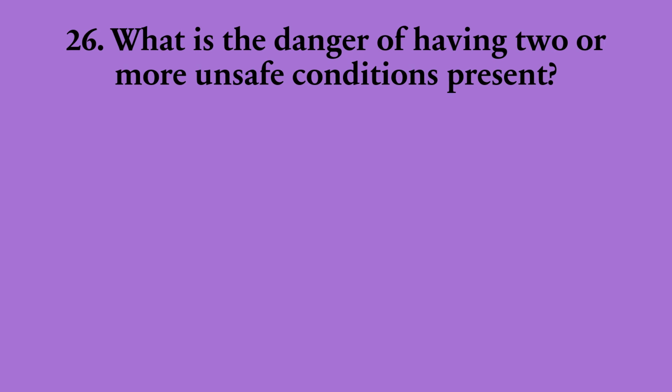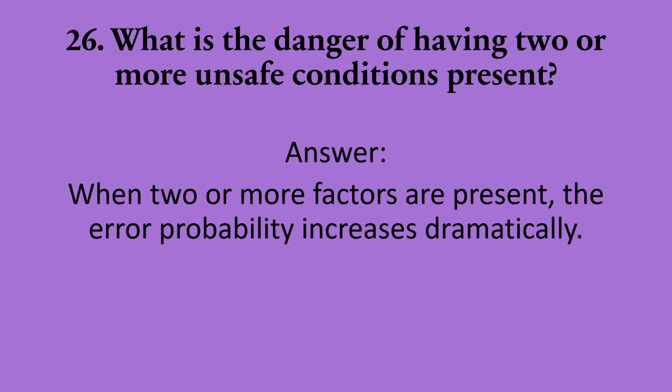Number 26. What is the danger of having two or more unsafe conditions present? The answer is when two or more factors are present, the error probability increases dramatically.